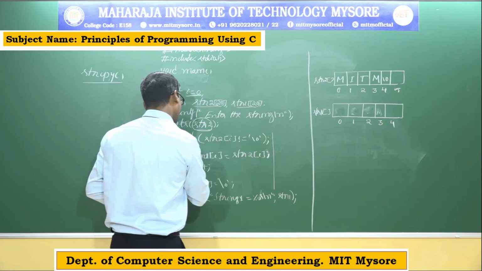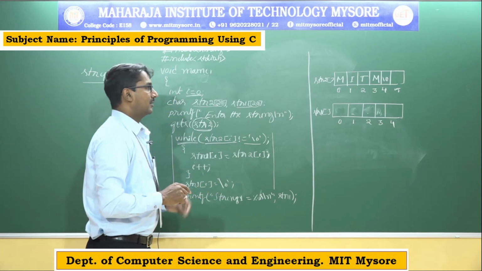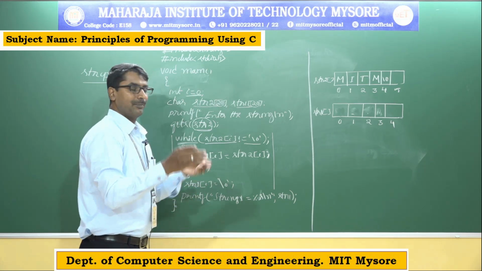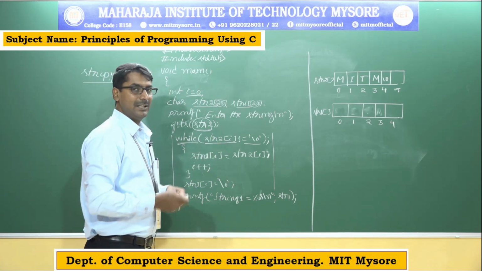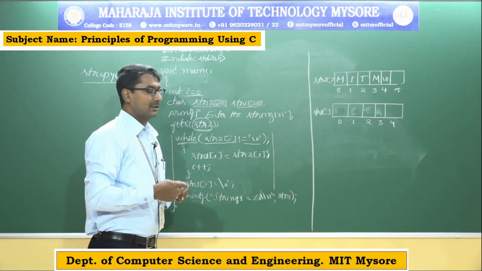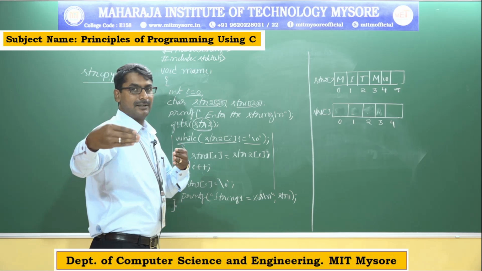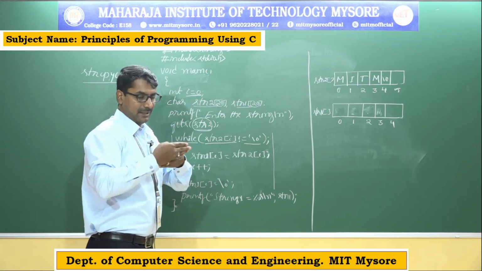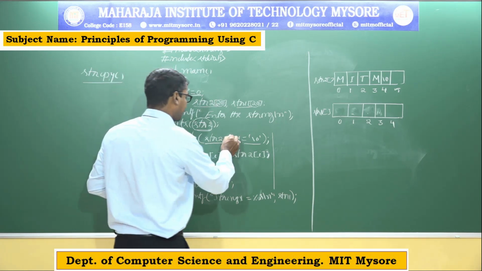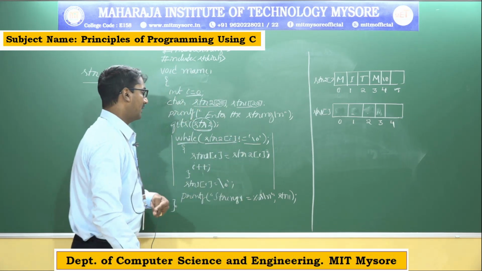So here while str2[i] not equal to null. We know that a string ends with the null character. A string is terminated with the null character, so the null character is the last character. Now we need to copy every character from the first character till the last character, that is the null character. So here I have set the condition str2[i] not equal to null.